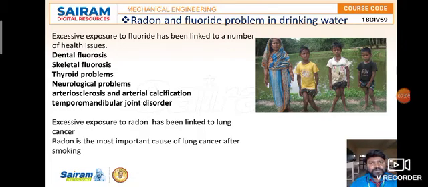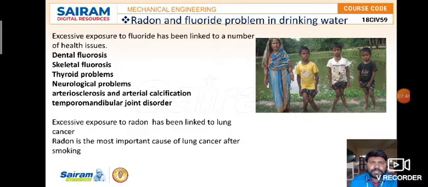And thyroid problems, you know what thyroid problems are, also bulging of the face or neck area, and increase in body weight because of thyroid problems. And neurological problems, all these mental-related problems will occur because of the fluoride content. And arteriosclerosis and arterial calcification, temporomandibular joint disorders, and everything related to these. So now we can see that dental issues, skeletal issues, thyroid problems, neurological problems, and joint disorders and joint pains, in all these areas people will be affected.